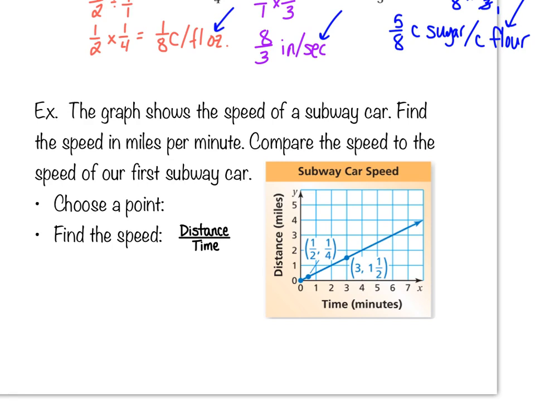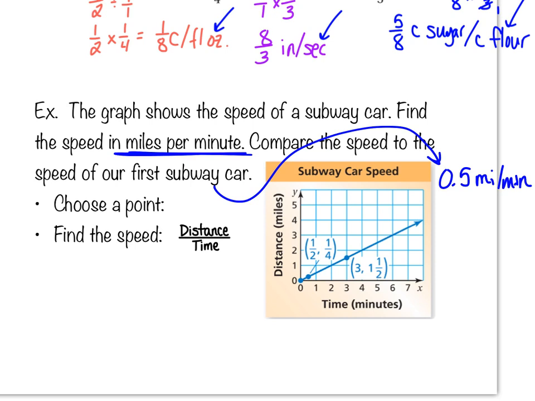All right, the graph shows the speed of a subway car. Find the speed in miles per minute, right? There's the key. They're telling us how they want us to divide, miles per minute. Compare the speed to the speed of the first subway car that we did in the first example. Now, remember, all the way from the first example, I won't make you rewind, the subway car was traveling 0.5, half a mile per minute. So that's how fast the first subway car was going.